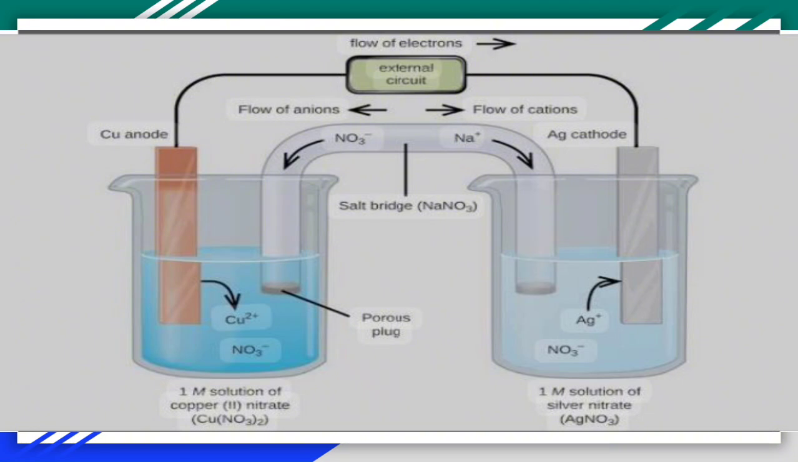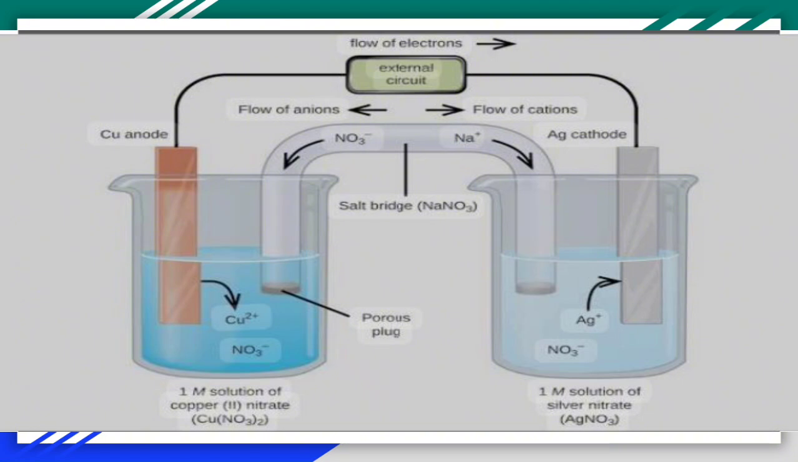Now on this given diagram, we have a half cell of copper and a half cell of silver, and they are in 3D, so you can see the colors of the solutions. And it's important to note that copper is more reactive than silver. That's why copper is on the left-hand side and silver on the right-hand side.